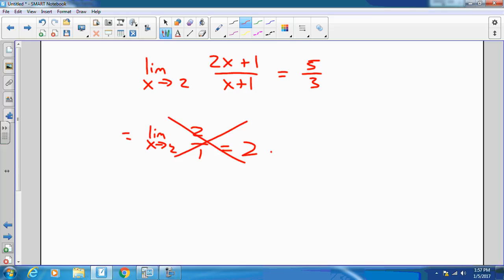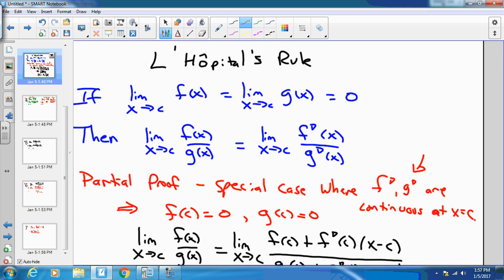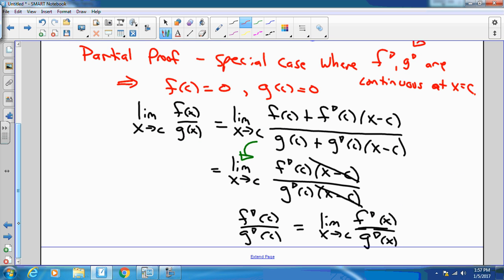Why doesn't this work? Because back when we proved L'Hopital's rule, we required that f and g both be 0 at x equals c. And that did not happen in the case that I just showed you. So don't be that guy that forgets to check the form, because otherwise you're going to use L'Hopital's rule in a circumstance where it does not apply. Okay? Good. That's the first thing.